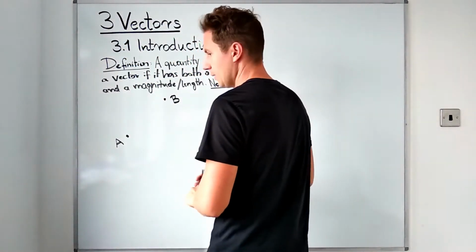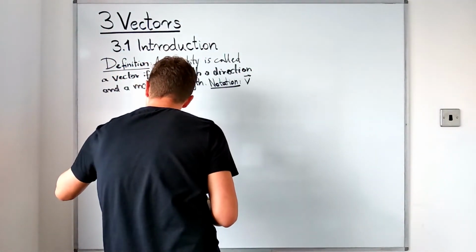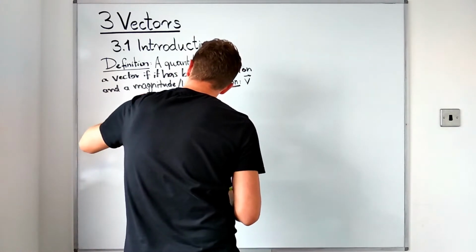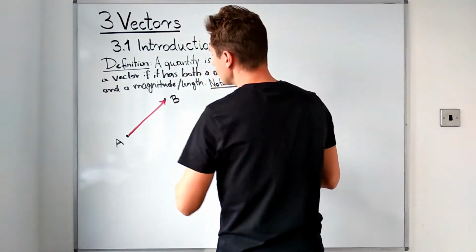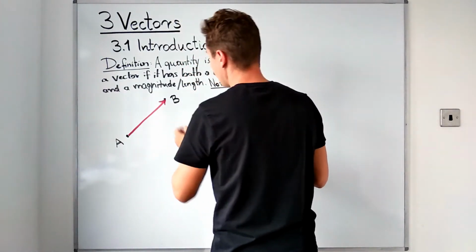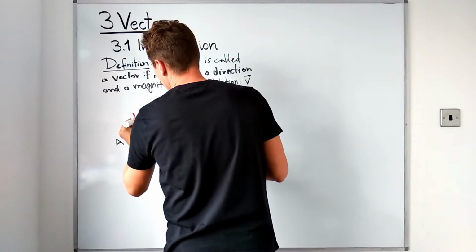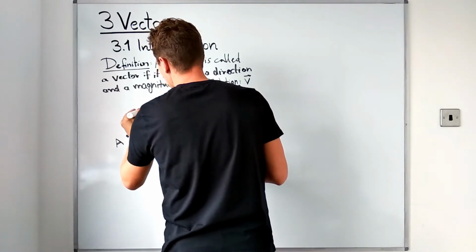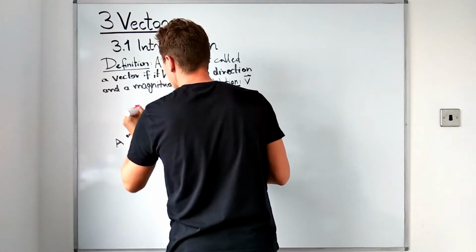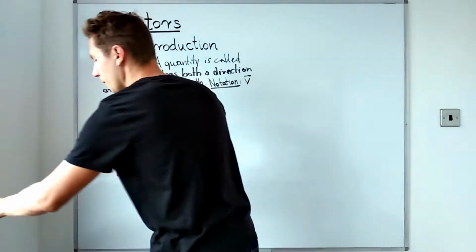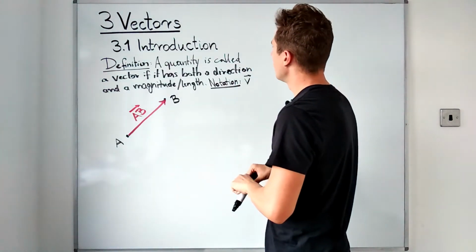So this, for example, is a vector that I'm drawing here, a vector that is pointing from A to B. If a vector is specified by its initial and end points, then we might want to use that in the notation. So we might write that it's a vector going from A to B. Okay, so this is also a vector.